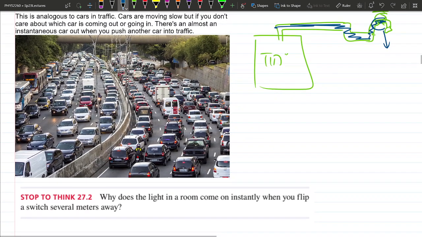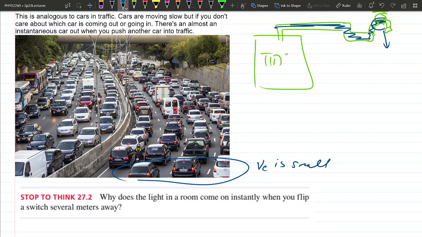Another analogy, and I grew up in LA, so we deal with this all the time, is a traffic situation. Let's say you're trying to go on whatever this freeway is. Even though the cars are moving very slowly, the velocity of the car is small, all the way on the other end of the freeway, there's always cars coming out. So that's a similar analogy to it.